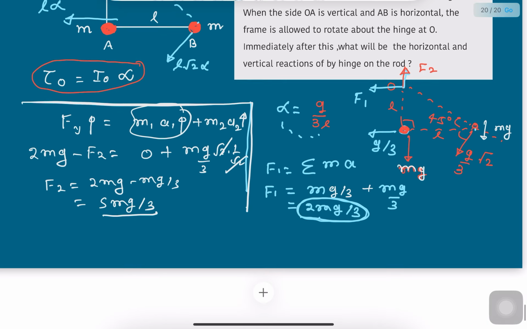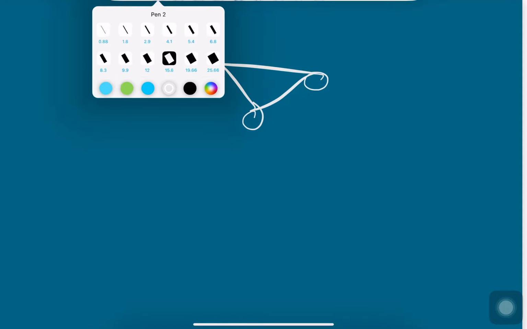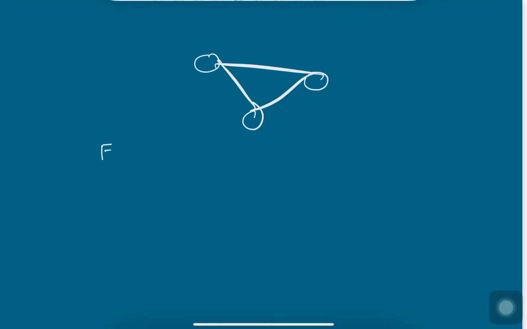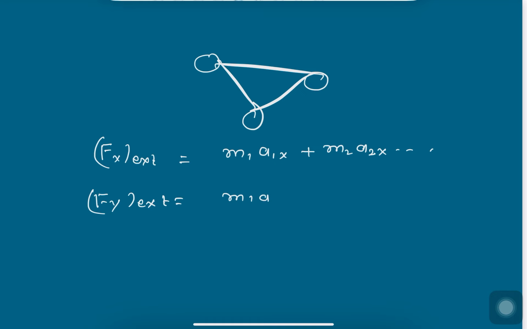Here, one relation which I used, I will explain once more. When we have a many particle system connected, then the external forces on this system in any direction, say in the x direction, will be equal to the mass of the first particle into the acceleration of the first particle in the x direction, plus the mass of the second particle into the acceleration of the second particle in the x direction, like this. And similarly, the external force in the y direction will be equal to the mass of the first particle into its acceleration in y plus the mass of the second particle into its acceleration in the y direction.